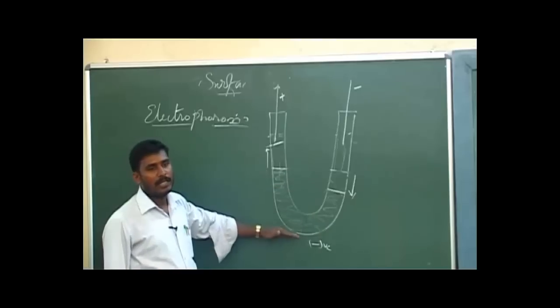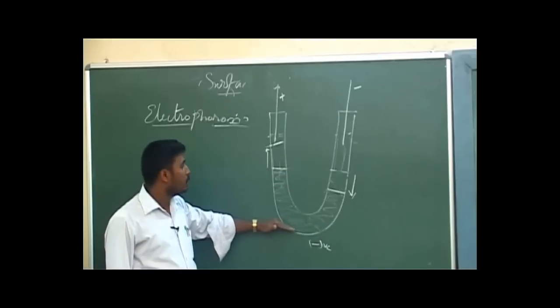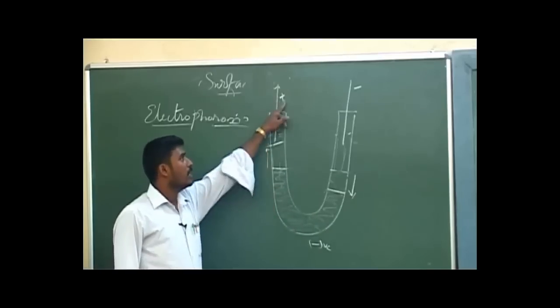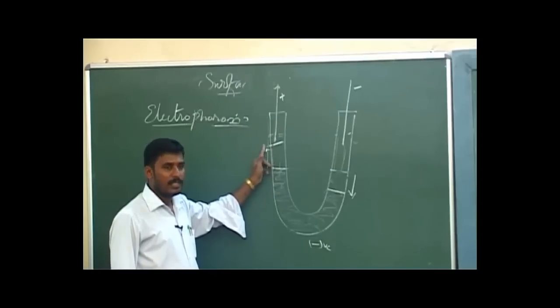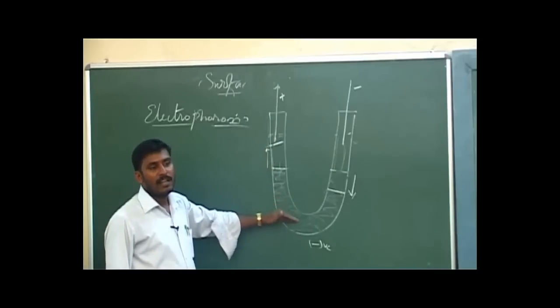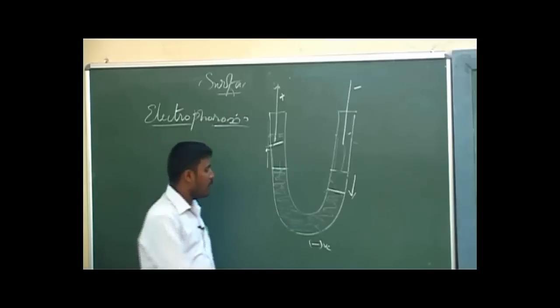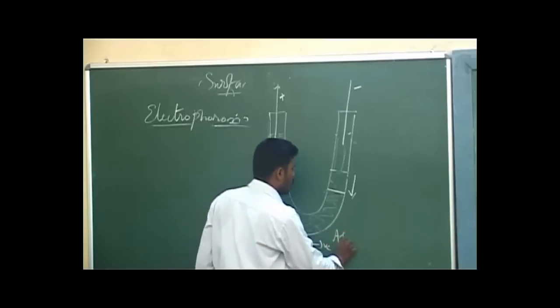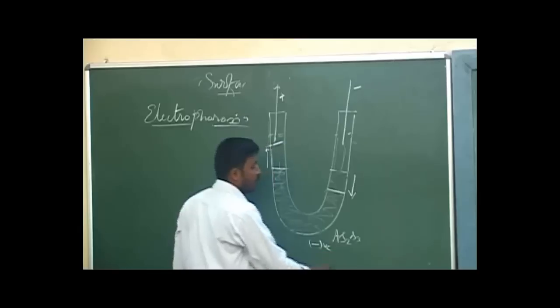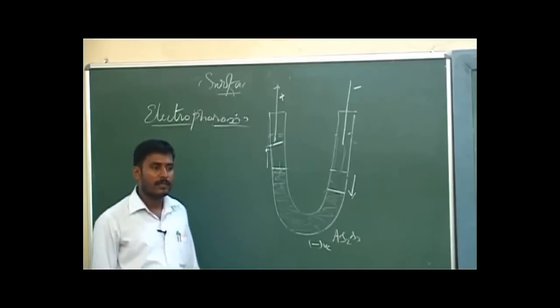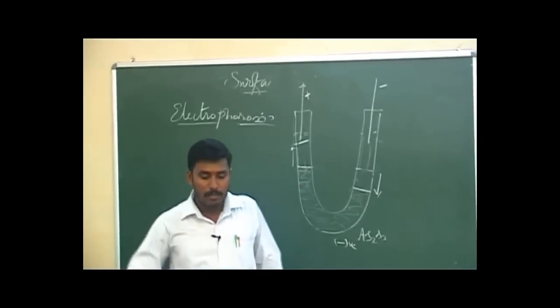Now where did our sol migrate? Towards the positive electrode side, isn't it? So this indicates our sol is negative, because we took As2S3, that is a negative colloid. Clear? Sometimes they'll ask a 3-mark question.